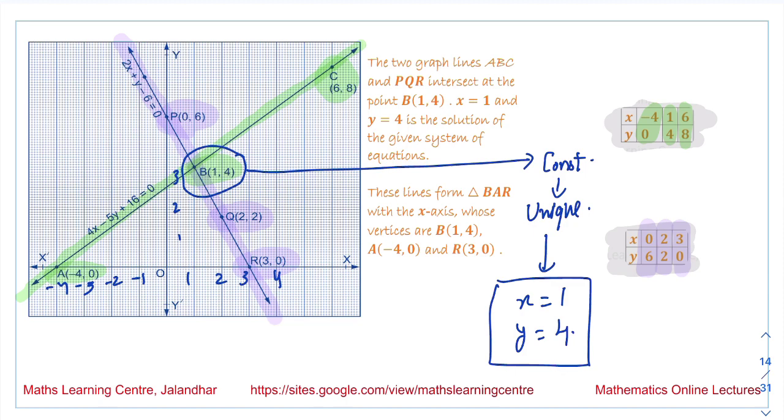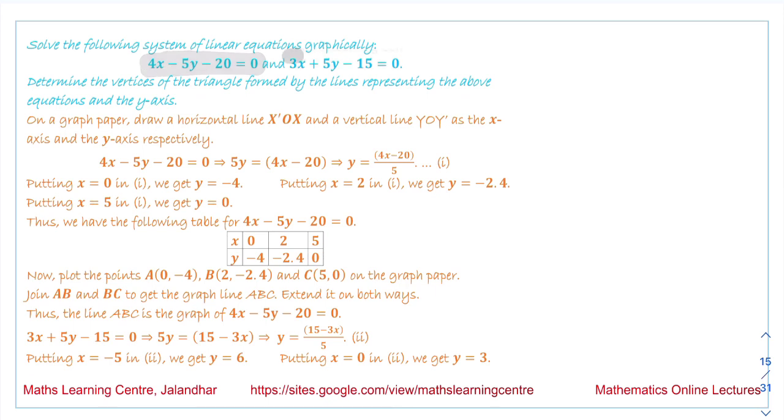Now next, again a system is given to us. It is 4x minus 5y is equal to 20, and the second is 3x plus 5y is equal to minus 15. So corresponding to both these equations, we have calculated the values of x and y. These are the values of x and y that we have calculated corresponding to the first equation. Similarly, as we have discussed earlier, we have calculated the values of y corresponding to x for the second equation here.